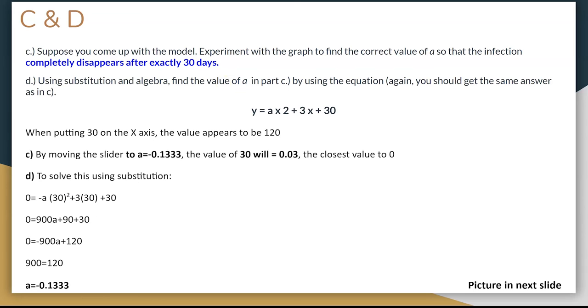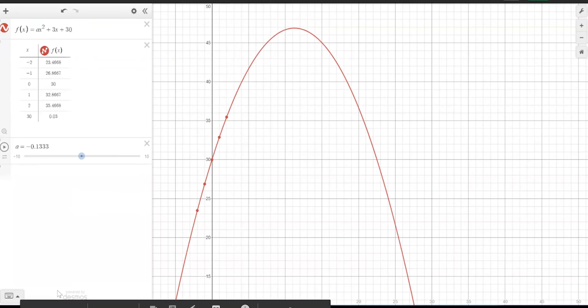So now we're going to decrease the value of A, and we had to decrease it around here, and we just added a bunch of 3s until we saw that it got to a kind of perfect value of 0.03, which is the closest value to 0. And to solve this by using substitution, you just plug in 30 for x, and you put 0 on the other side, and you do PEMDAS, and you get to negative 0.1333.